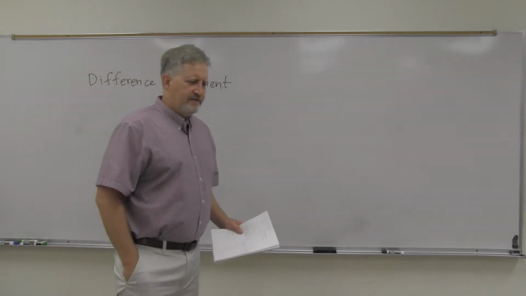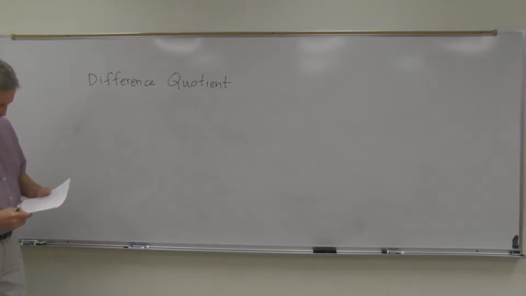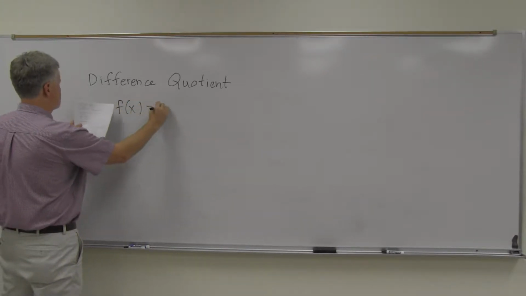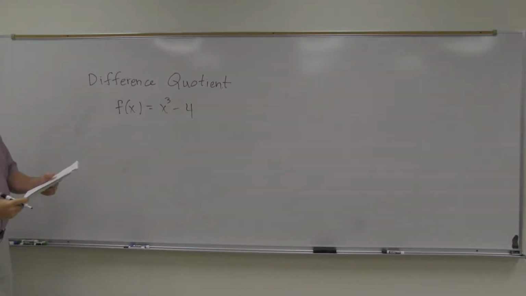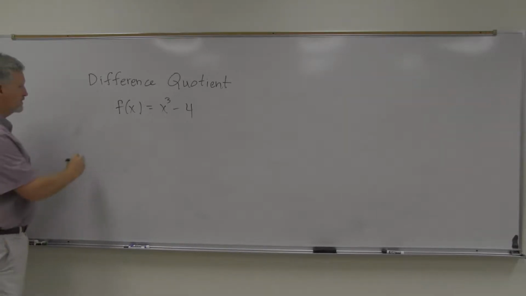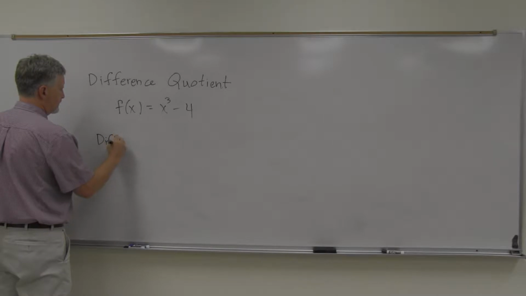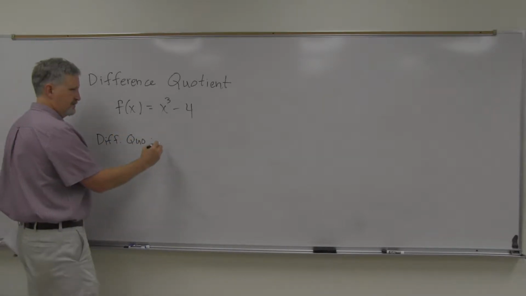All right, so let's talk about this so-called difference quotient. It kind of ties in with what we just were talking about. Let's say I've got a function f of x equals x cubed minus 4, and I want to compute what's called this difference quotient. And here's what the difference quotient is.